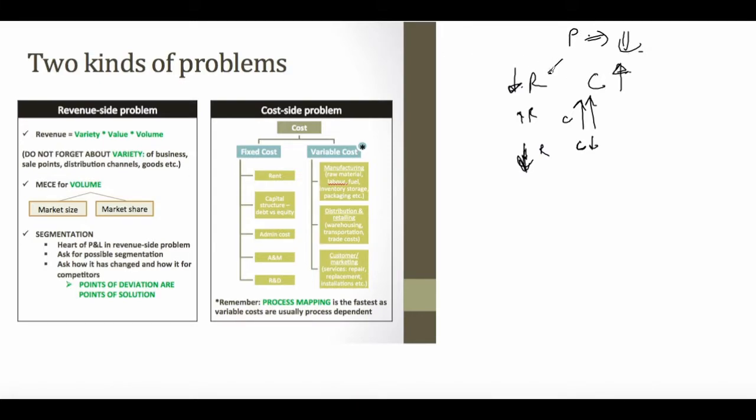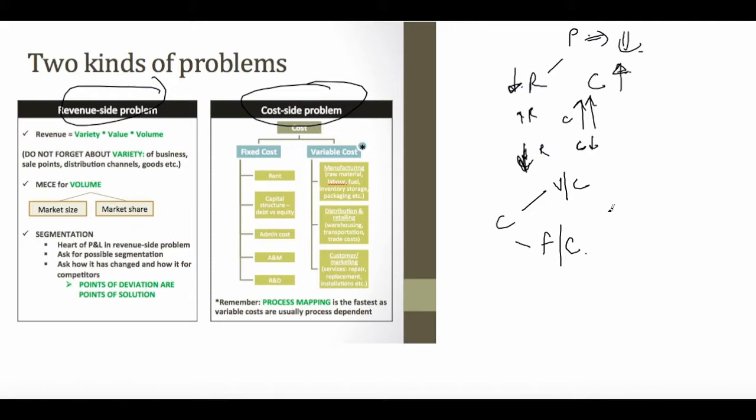Okay, so we will just take two cases: a revenue side problem and a cost side problem. First I'll discuss the cost side because the revenue side will be a longer discussion. So costs are relatively easy to break down. You have costs breaking down into variable cost and fixed cost, right?